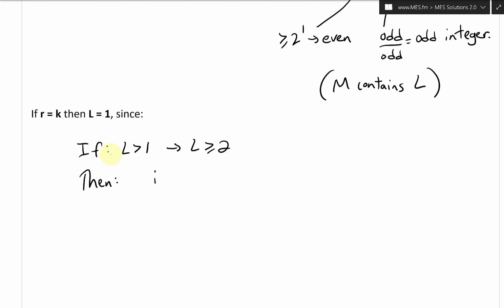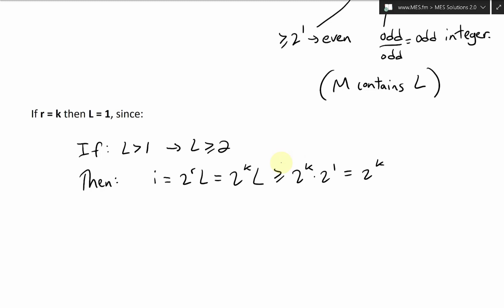Then we'll have i, which equals 2^r L, which equals 2^k L because r equals k. Then this is going to be greater than or equal to 2^k times 2 to the power of 1, or that's just L is 2. In other words, this equals 2^(k+1). But we can't have this because 2^k is the largest power.